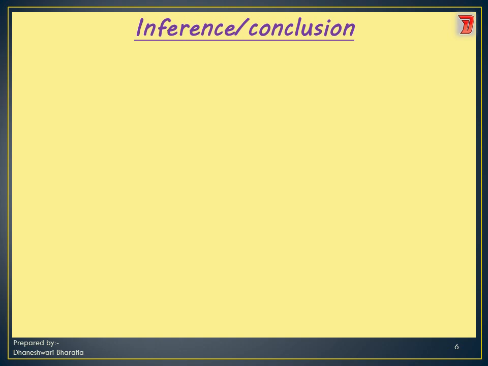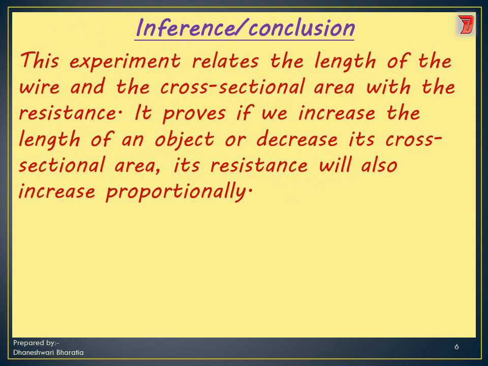What can we conclude from this activity? This experiment relates the length of the wire and the cross-sectional area with resistance, which proves that if we increase the length of an object or decrease its cross-sectional area, its resistance will also increase proportionally. Okay, we'll discuss this further in detail.